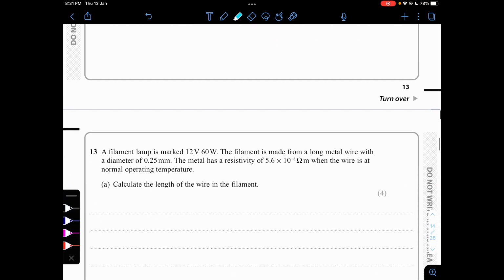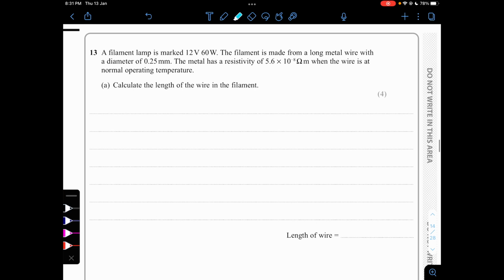Let's move on to question number 13, part A. So we have a filament lamp is marked 12 volts, 60 watts. Filament is made from a long metal wire with a diameter of 0.25 millimeter. The metal has resistivity 5.6 times 10 to the power minus 8 ohm meter when the wire is at normal operating temperature. Calculate the length of wire in the filament.